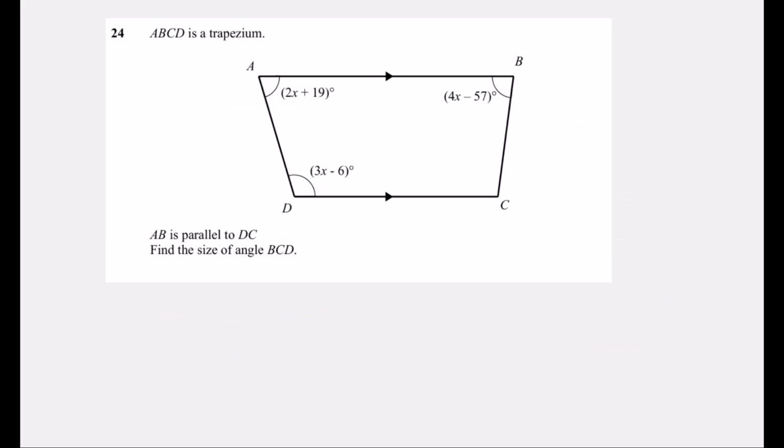Question 24. ABCD is a trapezium. AB and DC are parallel lines. Find the size of angle BCD. So here we have parallel lines. So we can make an equation. So these 2 angles in this C shape are called co-interior angles.